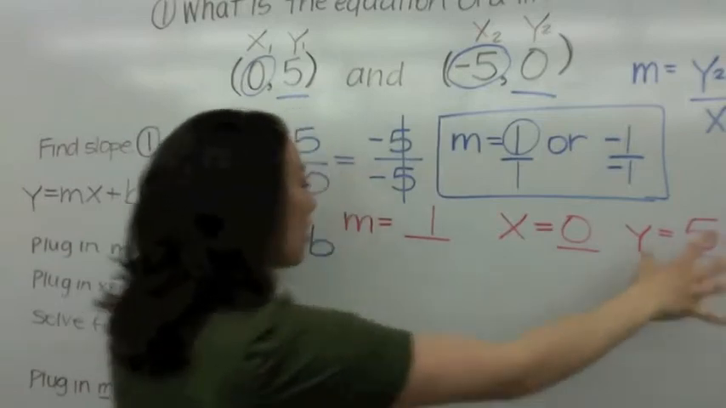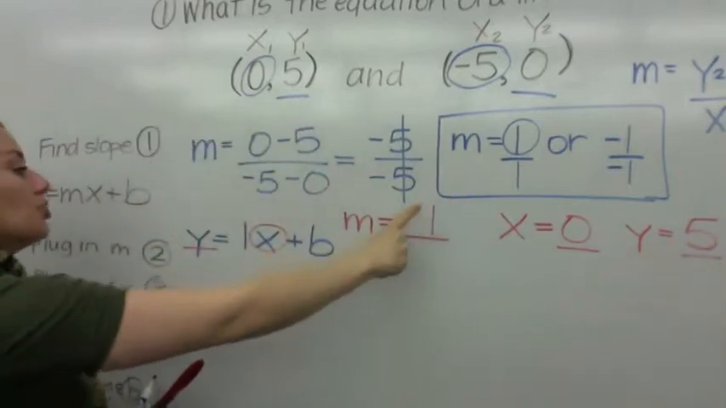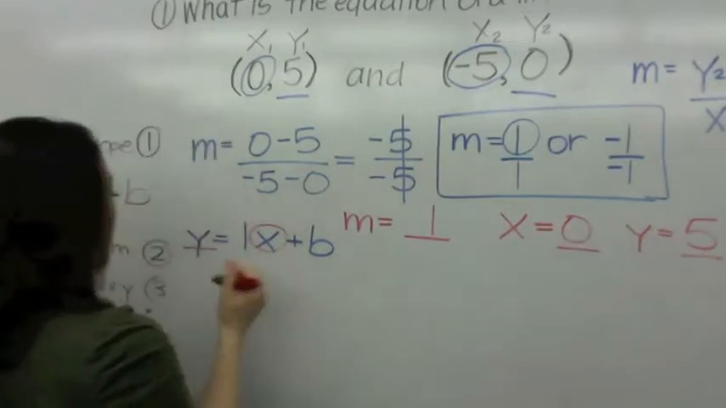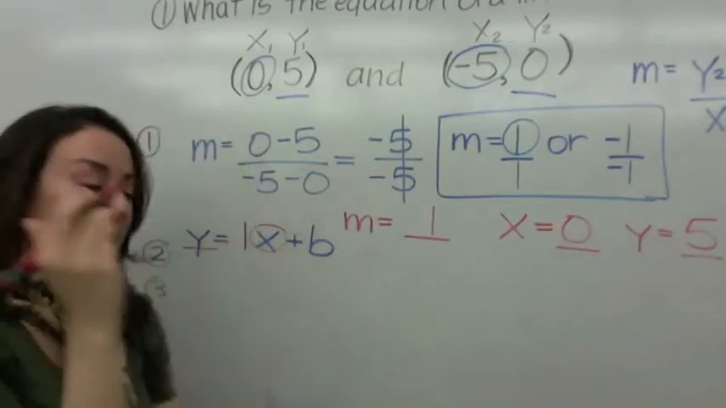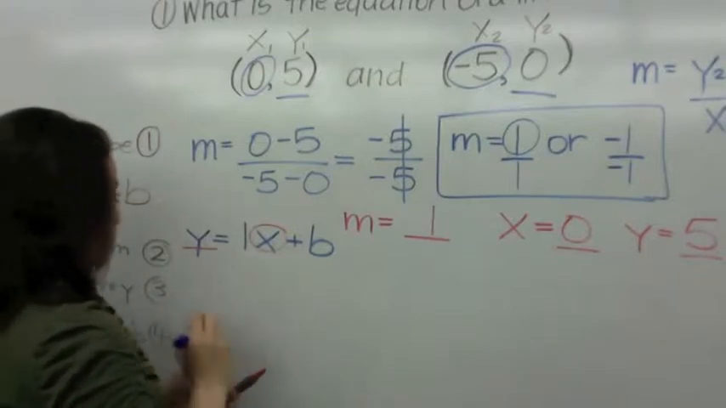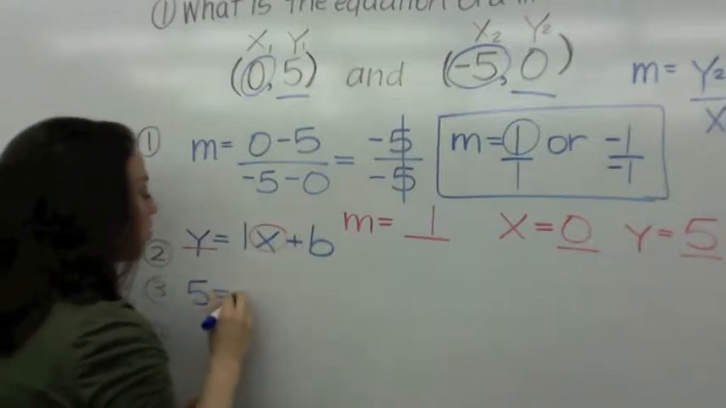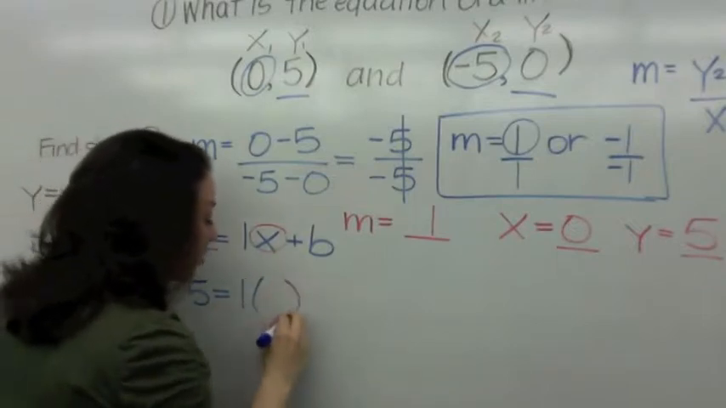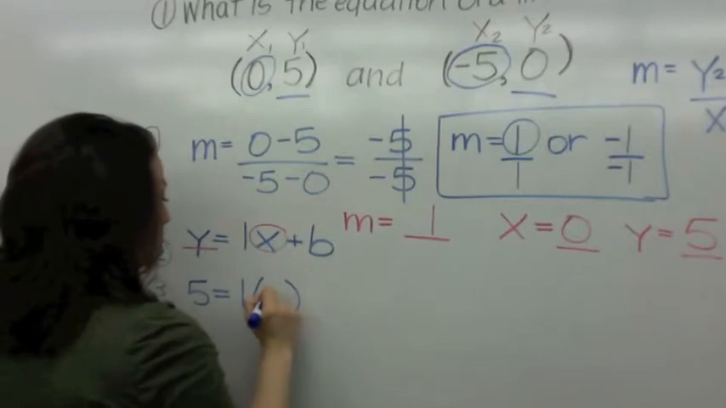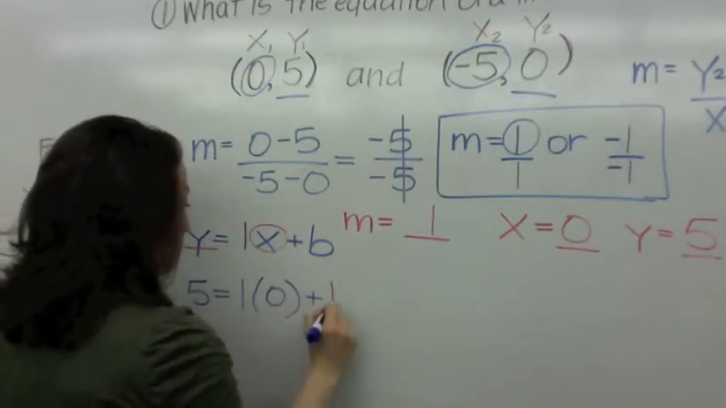1, 0, and 5. Okay. So we know the slope is 1. Now we know that x is 0 and y is 5. So we're going to start with y. We're going to say 5 equals 1, and then we're going to multiply by x. So we write parentheses, x is 0 plus b.